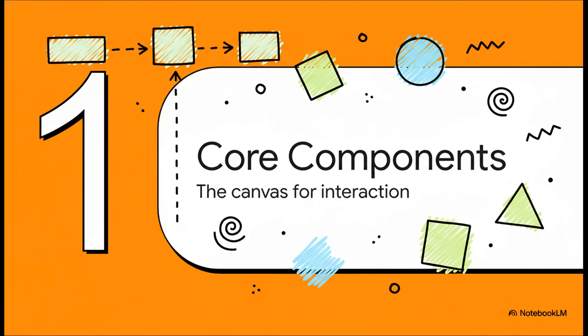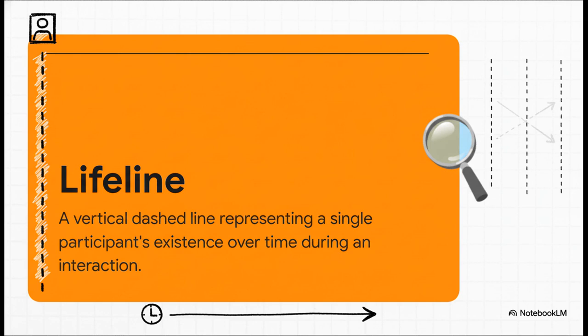Section 1. Core components. These are, well, exactly what they sound like. They're the absolute foundation. Think of them as the canvas we're going to build our interaction on. So the most basic thing on the whole diagram is the lifeline. It's just that vertical dashed line. And its one job is to represent a single participant, whether that's an object or an actor, and track its existence through the entire interaction.